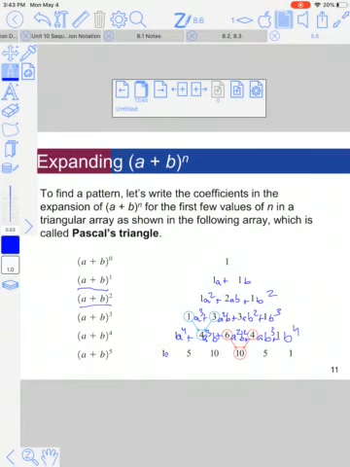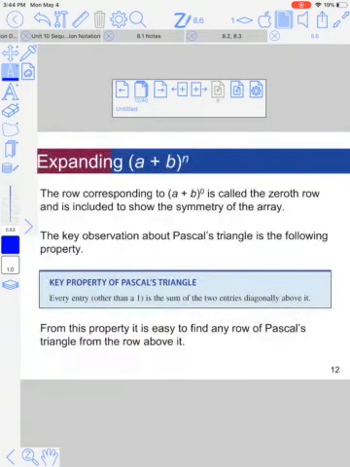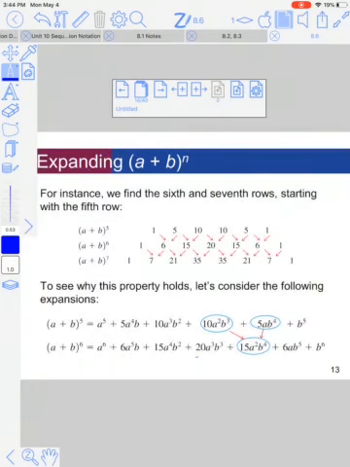Here we're going to get a to the fifth, a to the fourth, a to the third, a squared, a to the 1, a to the 0. Here we have b to the fifth, b to the fourth, b to the third, b squared, b to the 1, and plus signs in between. That's how we relate Pascal's triangle to the binomial expansion theorem.